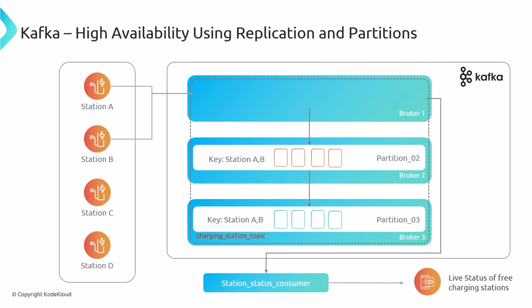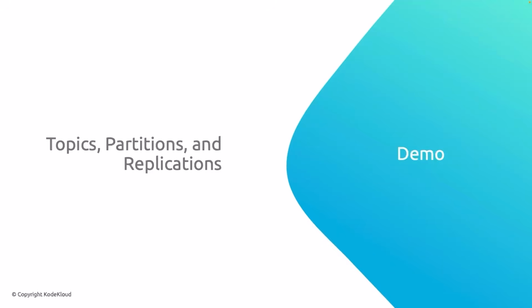But in this case, what happens is the partition 01 on broker 2 will become the leader partition, and station A and station B are going to start sending the information to broker 2 itself. Why? Because broker 2 now has become the leader of this particular partition. Remember, partitioning and replications go hand in hand in most cases, and having them both enabled has a great value for Apache Kafka.